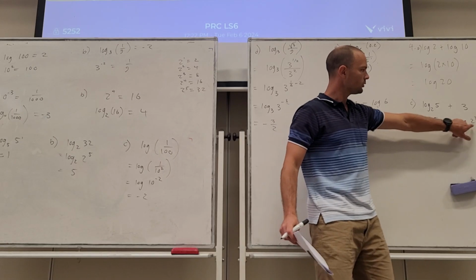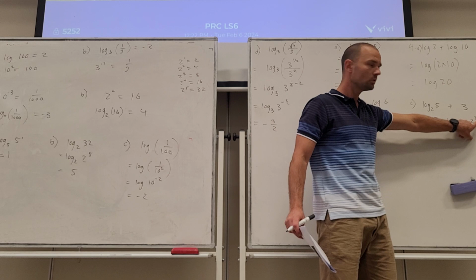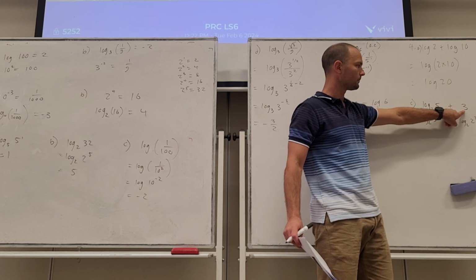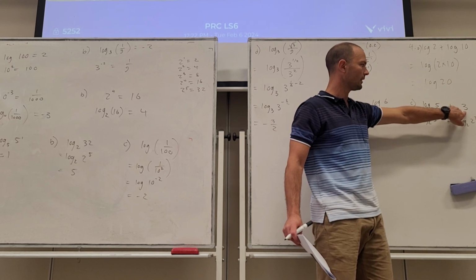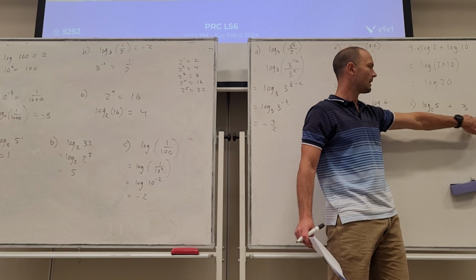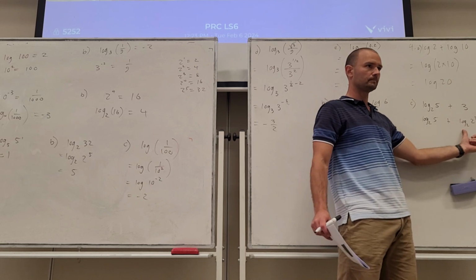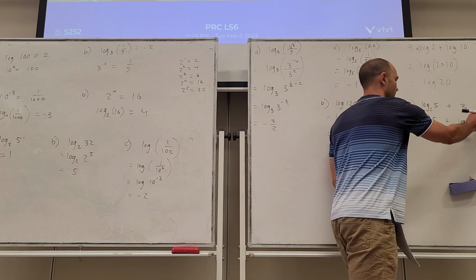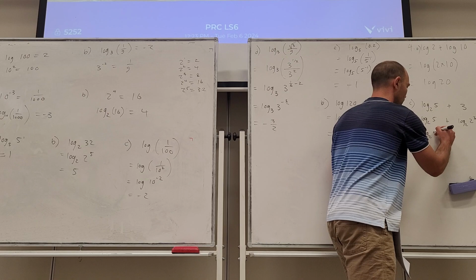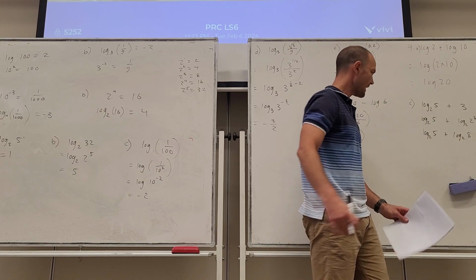Log in base 2 of 2 to the power of 3 will simplify to 3. Okay, so we're just doing the opposite. We need to express it as a logarithm in base 2 of 2 to the power of 3. Now these are logarithms with the same base. Alright, now 2 to the power of 3, we wrote these up before. 2 to the power of 3 is 2 times 2 times 2, that's 8.